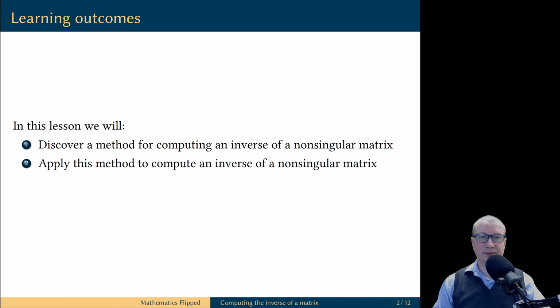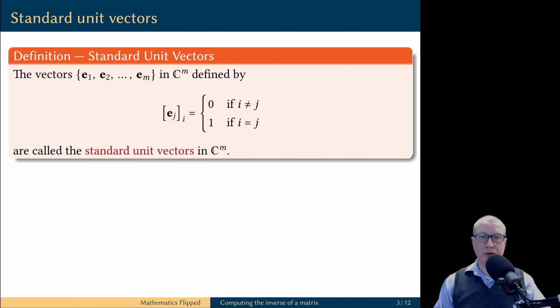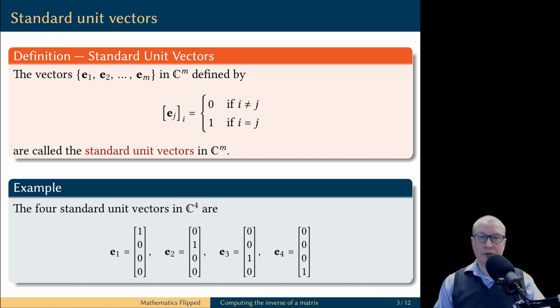Let's get started. It's about time to define the notion of standard unit vectors. These are column vectors that have the following property. For the vector ej, the ith component is equal to 0 if i is not equal to j, and it is equal to 1 if i is equal to j. If you write out an explicit example of these vectors in dimension 4, then you should quickly recognize that these vectors are actually columns in the identity matrix.